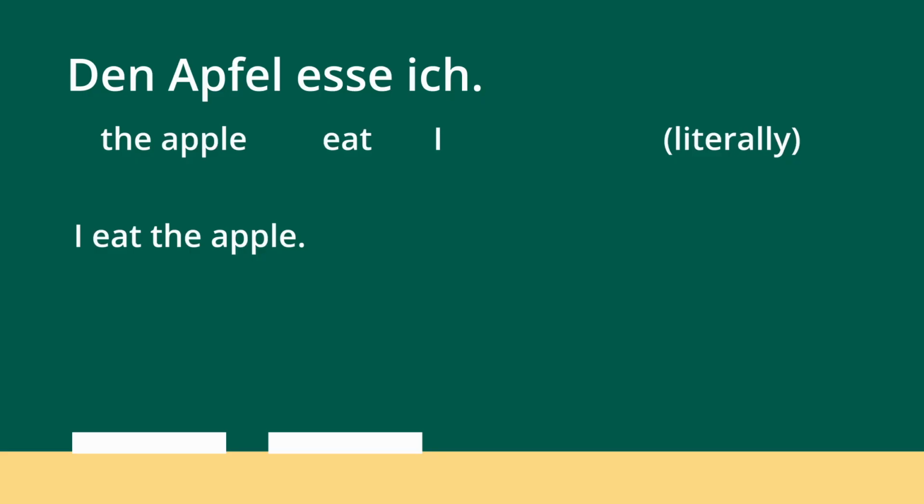Since we have the cases system in German, it is actually not necessary that you put the subject or the nominative case in front of the verb. So you can, for example, switch the object, the accusative case, with the subject. So you can actually say, den Apfel esse ich. It still means the same, I eat the apple, but now you put the emphasis on the direct object, the accusative case. So you say, the apple eat I.